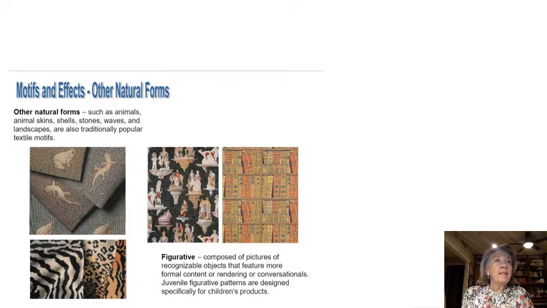So more motifs. We sometimes see animal prints, such as these little frogs and salamanders on the left. Animal skins are often reproduced in textiles. We'll see that in the next slide. We can have shells, stones, waves, and landscapes, which are all traditionally popular textile motifs. So motifs of every variety. On the right are what we call figurative motifs. They're composed of pictures of recognizable objects that are all thrown in together. It doesn't really matter what the scale is. We also have juvenile figurative patterns that are designed specifically for children's products.